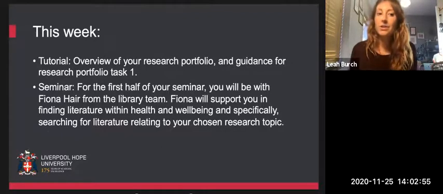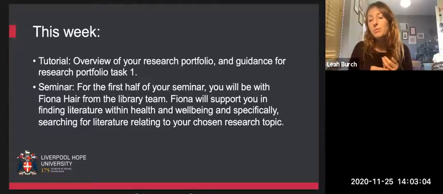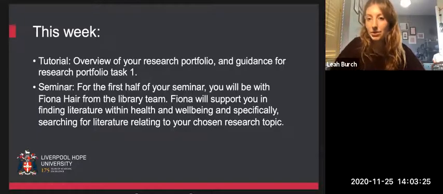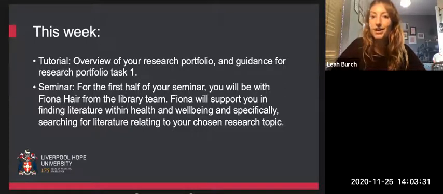So for this week, then, in tutorials, we're going to be looking at an overview of the research portfolio. So giving you an insight into the whole portfolio, but also providing much deeper guidance for your first portfolio task. In the seminar, the first half of this is going to be with Fiona Hare from the library team. So she's going to be supporting you in finding literature within health and wellbeing, and being able to search for literature specifically relating to your topic. She's going to give you a load of different core techniques for you to actually search for literature more effectively. And then we'll meet back for the second half in our seminars.